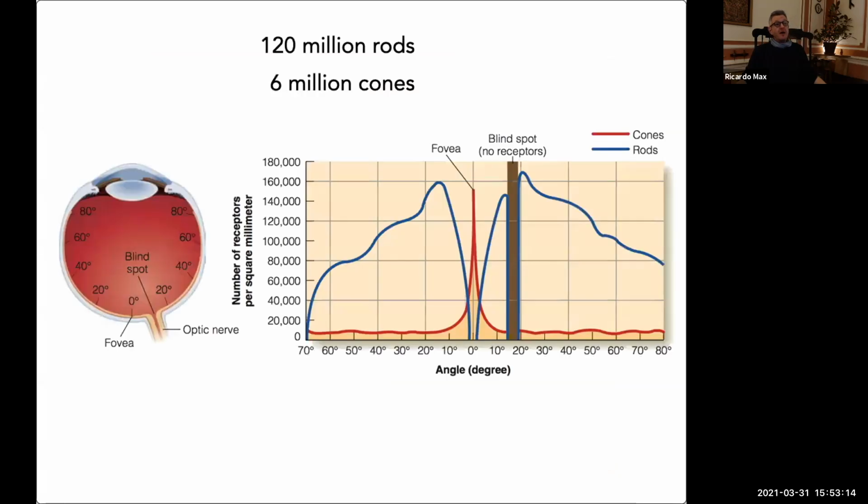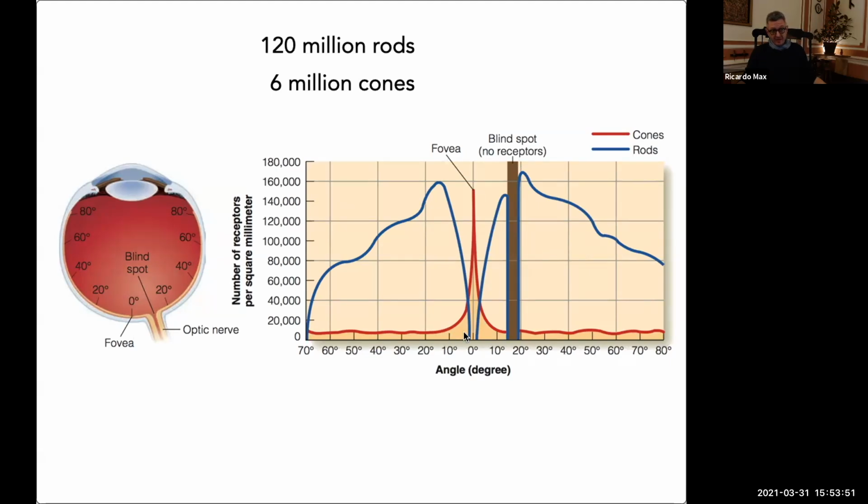Distribution. So we have many more rods, and they are not in the center of our retina, not in the fovea and hardly in the parafovea. And our cones are mostly in the center of our retina, where in the fovea itself, we don't have rods at all. And cones we do have everywhere, and they are evenly distributed once you are outside the parafovea.